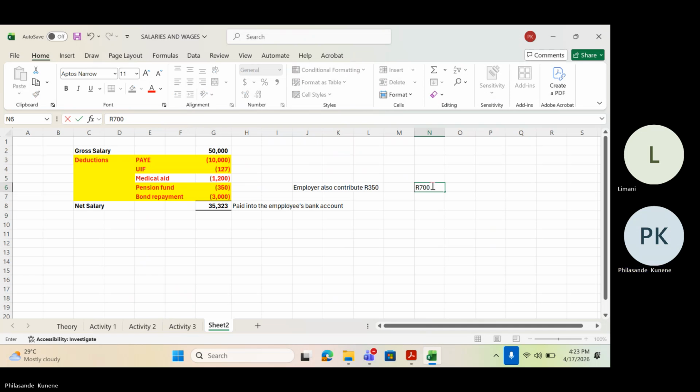Okay, 700 rands will be paid to the pension fund. What is the pension fund? This pension fund, we talk about an institution here that is handling money, right? It is an institution that is handling money for people who are saving for their retirement. So when we deduct 350 from the employee's salary, we are also going to contribute 350 and take 700 rands paid over to the pension fund.